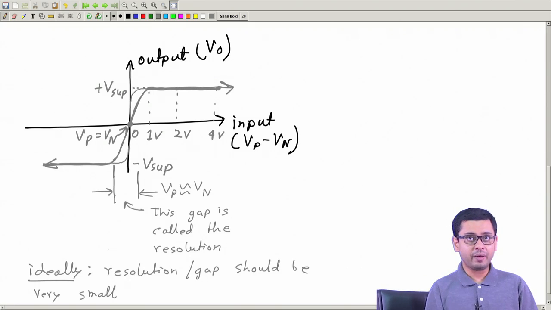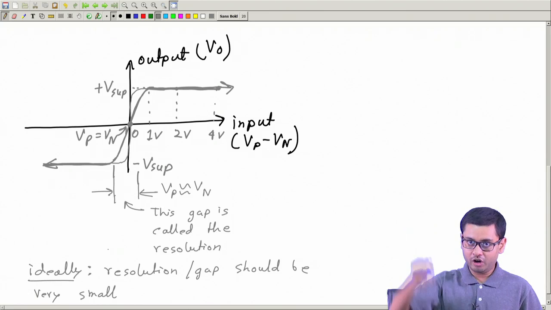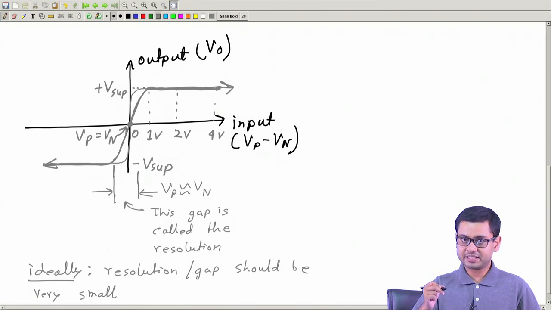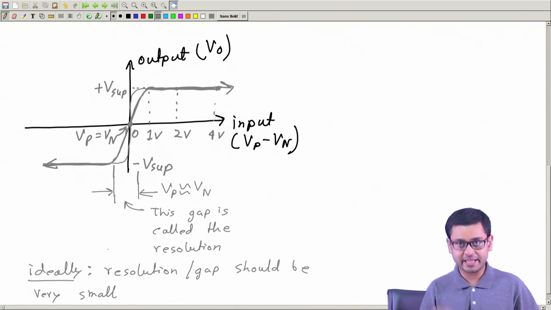What is the task of an op amp? The task of an op amp is to compare two inputs and tell which input is higher. How does it tell? By making the output either positive or negative. If Vp is higher, then it tells that by making the output positive. But if Vn is higher, then it tells that by making the output negative.